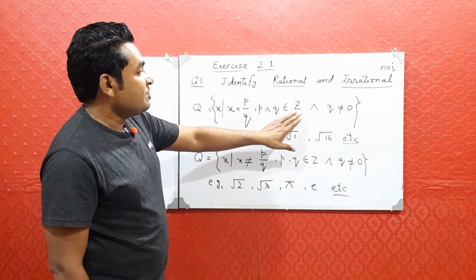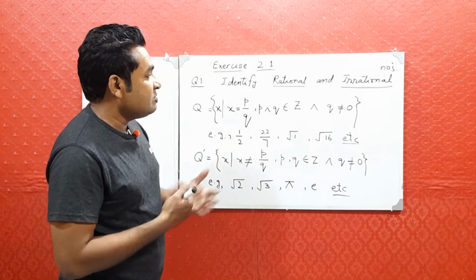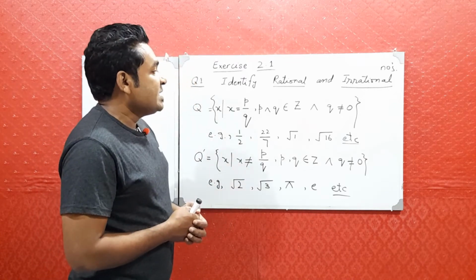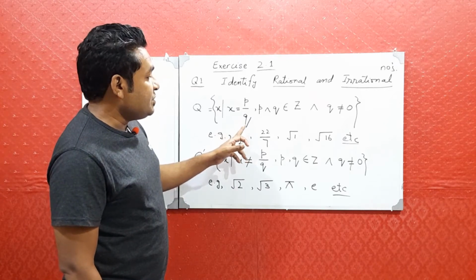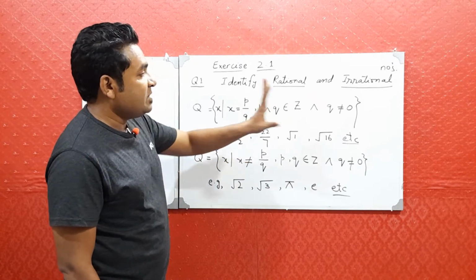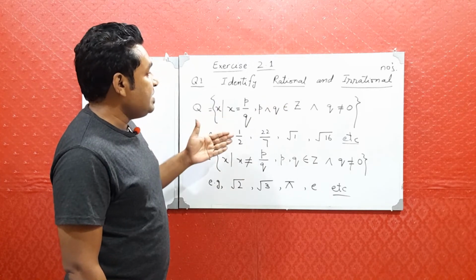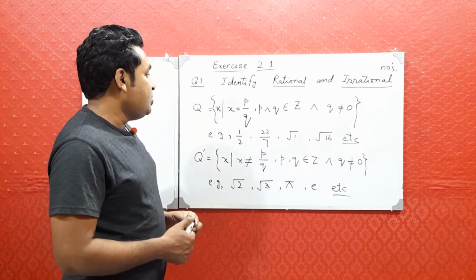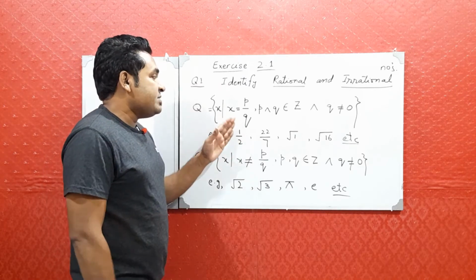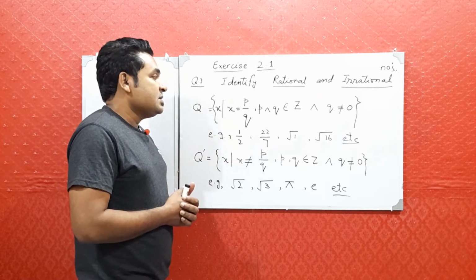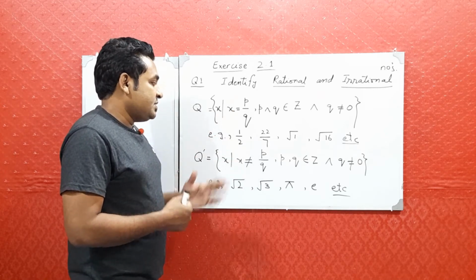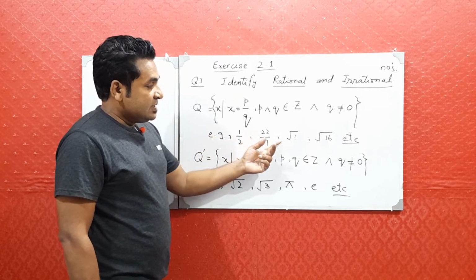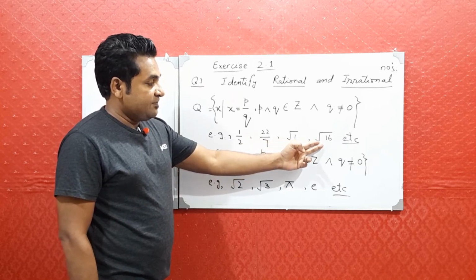You know that in the set of integers all numbers come: all negative numbers, positive numbers, and 0 is also included. So it's a condition on the denominator that the denominator cannot be equal to 0. p may be 0, it may or may not be, but q cannot be. So all numbers which can be written in the form of p over q are called rational numbers. Examples are 1 over 2, 22 over 7, square root 1, square root 16.